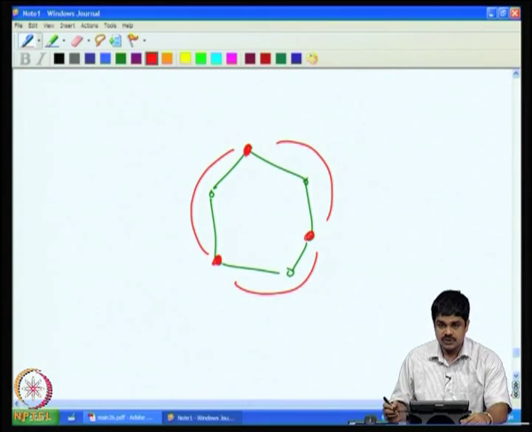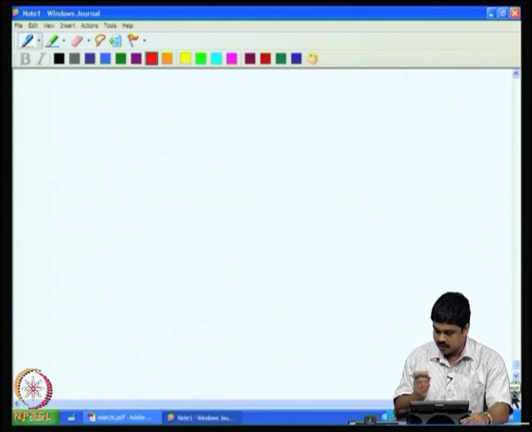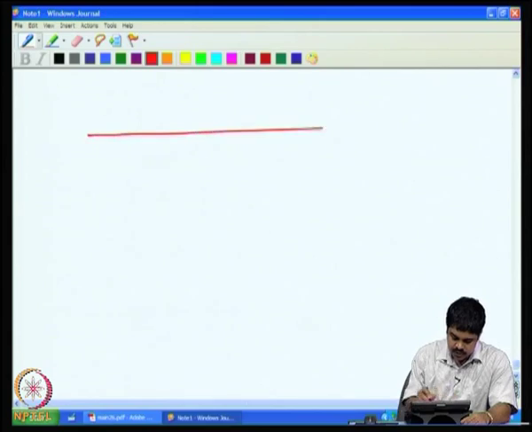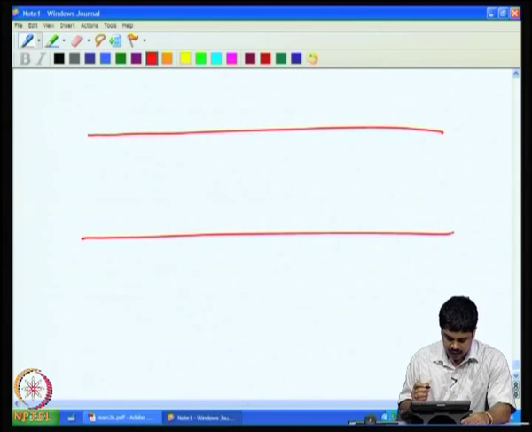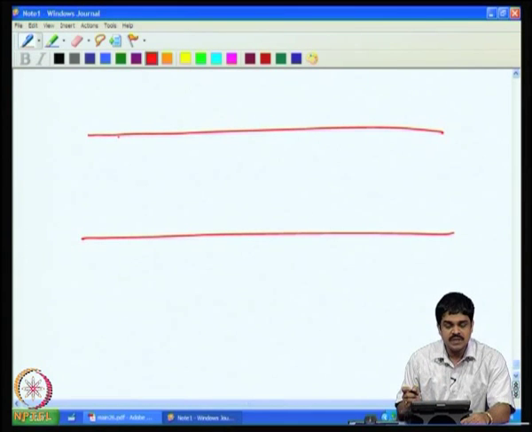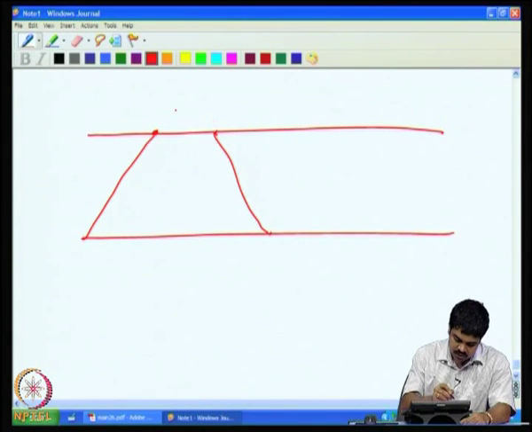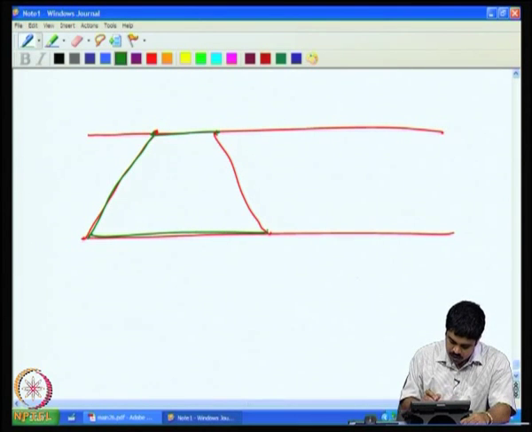And again, our intention is not to describe lots of things about AT-free graphs alone. We would like to also see some of the special classes. What are the subclasses of AT-free graphs? What is a trapezoidal graph? You consider two parallel lines. If you can associate with each vertex of the graph a trapezoid, such that two endpoints of the trapezoid are here, maybe I can draw it like this.